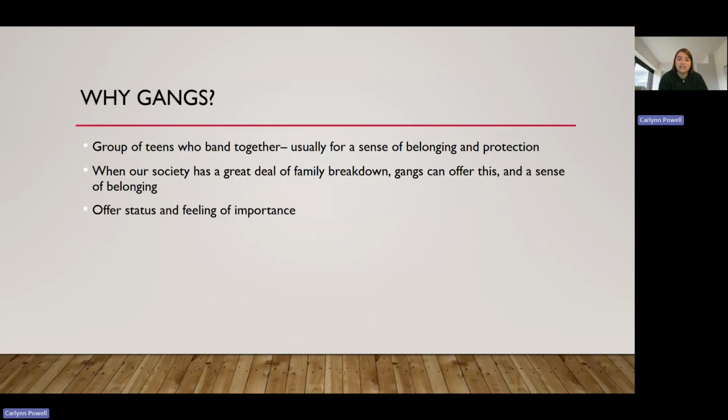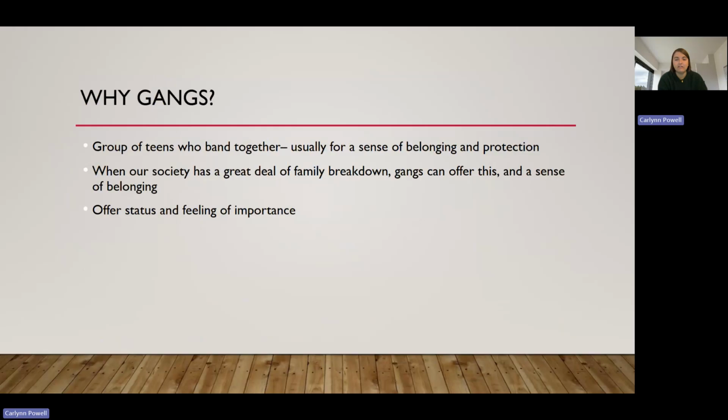And typically teens, when they are choosing to join a gang, are missing that connection elsewhere. Society has a lot of families that are breaking down, relationships that struggle within family units. But a gang can give you this. A gang can give you a family. They can protect you. You have that sense of belonging. You feel like you fit in somewhere.